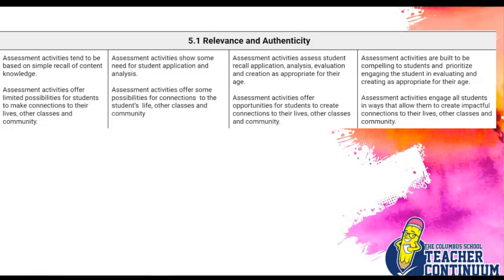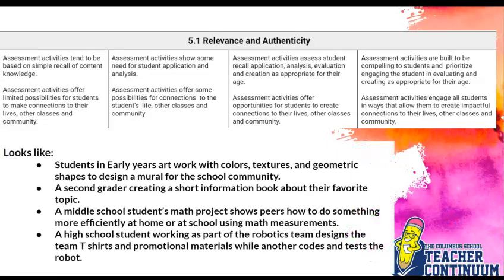In environments closer to the right side of the continuum, relevance and authenticity might look like a student in early years art working with colors, textures, and geometric shapes to design a mural for the school community. A second grader creating a short information book about their favorite topic. A middle school student's math project showing their peers how to do something more efficiently at home or at school using math measurements. Or a high school student working as part of the robotics team, designing team t-shirts and promotional materials while another student codes and tests the robot.